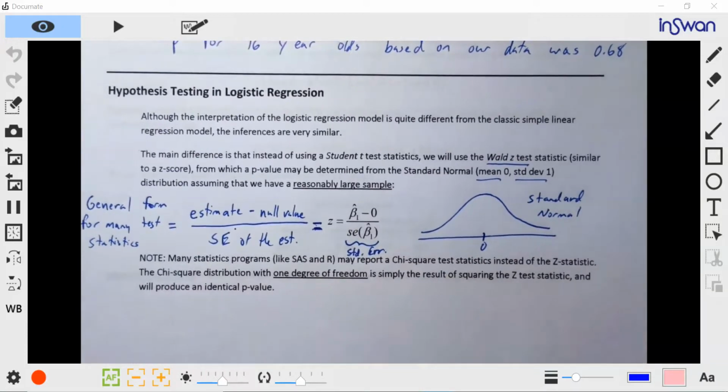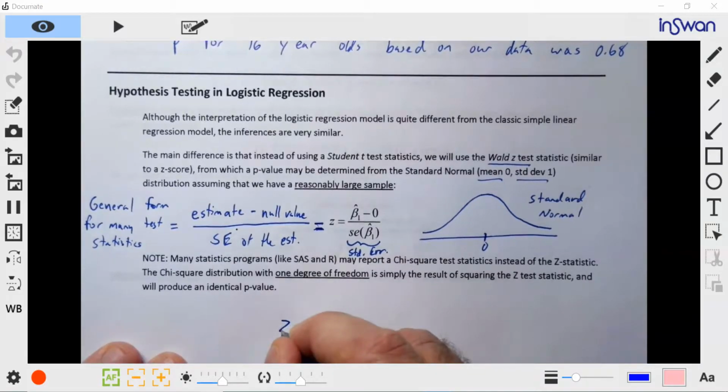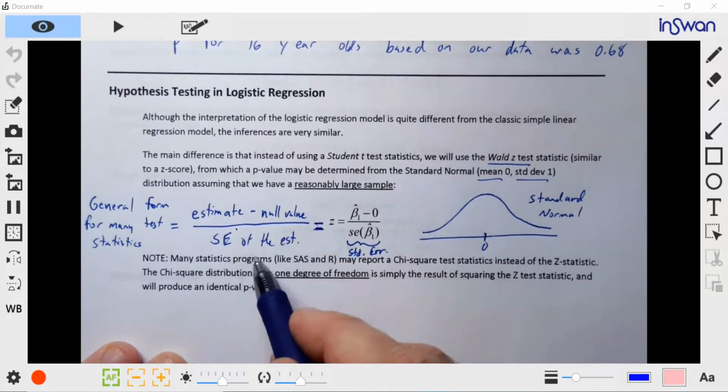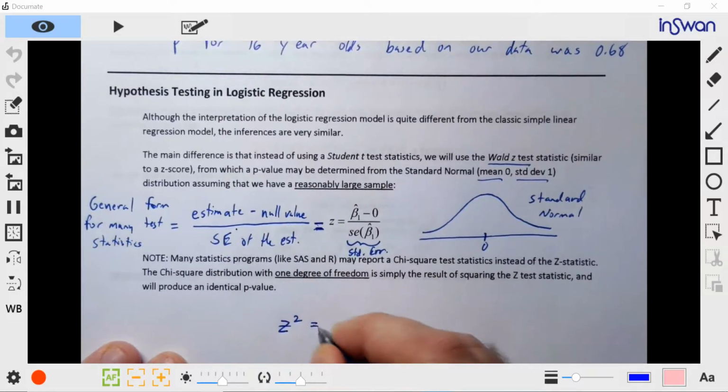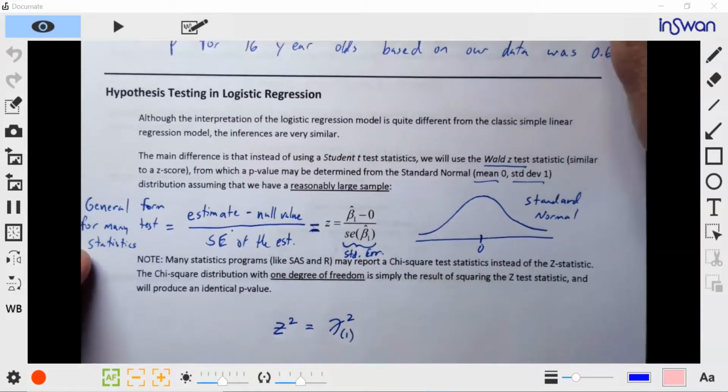As you'll see in SAS, and R actually does this as well, most statistics packages report a chi-squared test statistic instead of the z statistic. But it turns out that the chi-squared distribution with 1 degree of freedom is really just the same as squaring the z statistic, and they'll produce an identical p-value. So z squared, where z is the estimate minus the null value divided by the standard error, is equal to a chi-squared statistic with 1 degree of freedom.